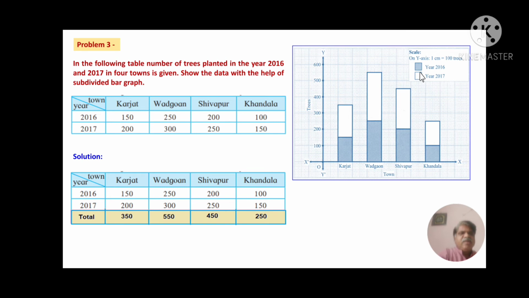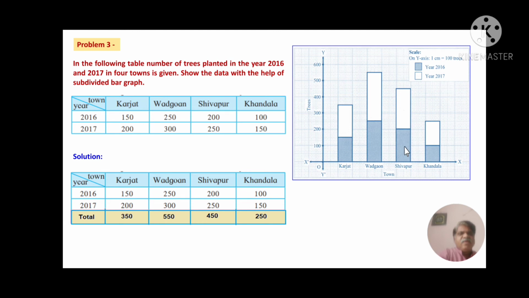This dark portion indicates the 2016 year, whereas this blank indicates the 2017 trees planted. So first of all you have to consider Karjat, wherein the total trees planted in 2 years is 350. Out of those, this 150 is in 2016 and the remaining part is 2017. For Vadgaon it is 550 total planted trees. In 2016 it is 250 and the remaining 300 are in the year 2017.